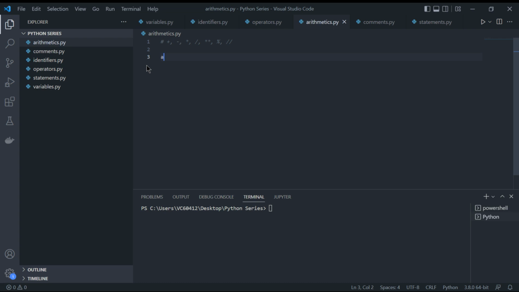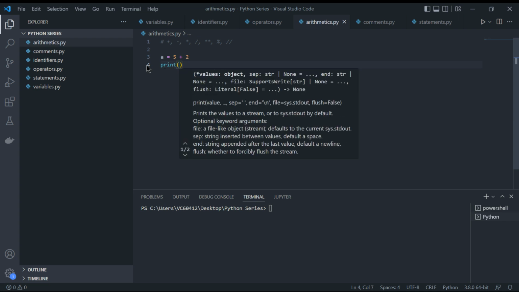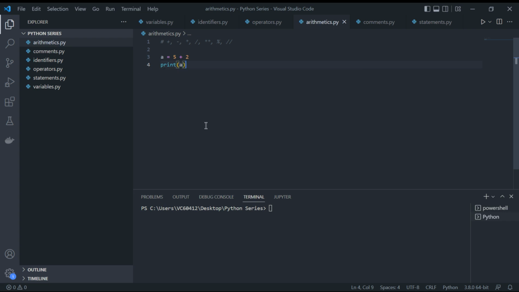Let's take this example. We have A is equal to 5 plus 2. Now, if we print the value of A, we should have 7. So how do we do that? Python arithmetics.py. This gives us 7. So we're done with the first one, right?